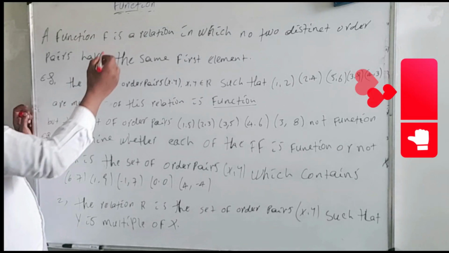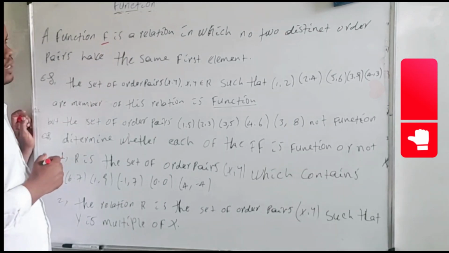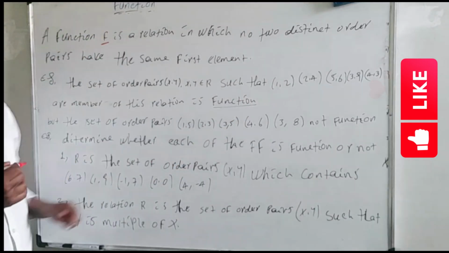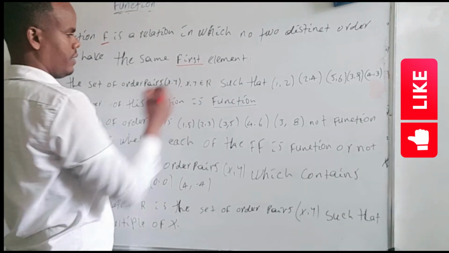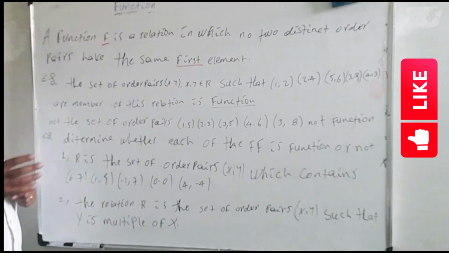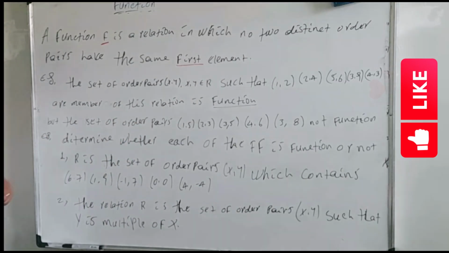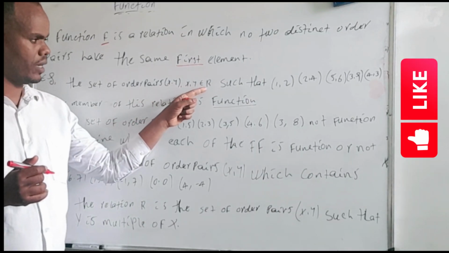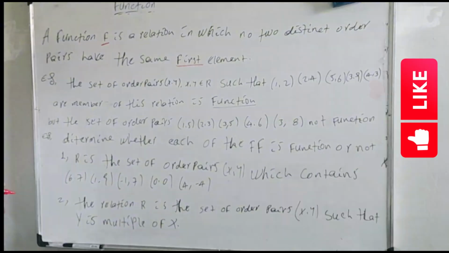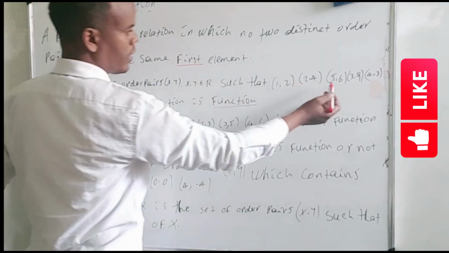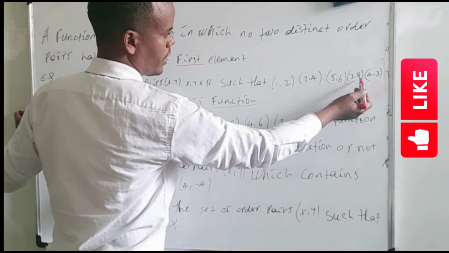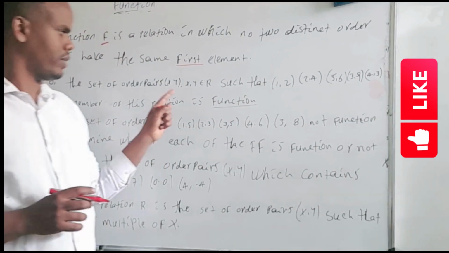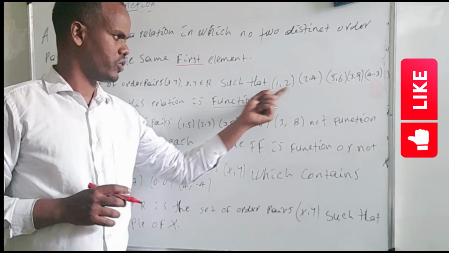A function f is a relation in which no two distinct ordered pairs have the same first element. That means the first component, or first coordinate, is not repeated. For example, the set of ordered pairs (x, y), where x and y are real numbers, such that (1,2), (2,4), (3,6), (5,6), (3,9), (4,3) are members of the relation. Is it a function? Yes, because there is no repetition of the first component.